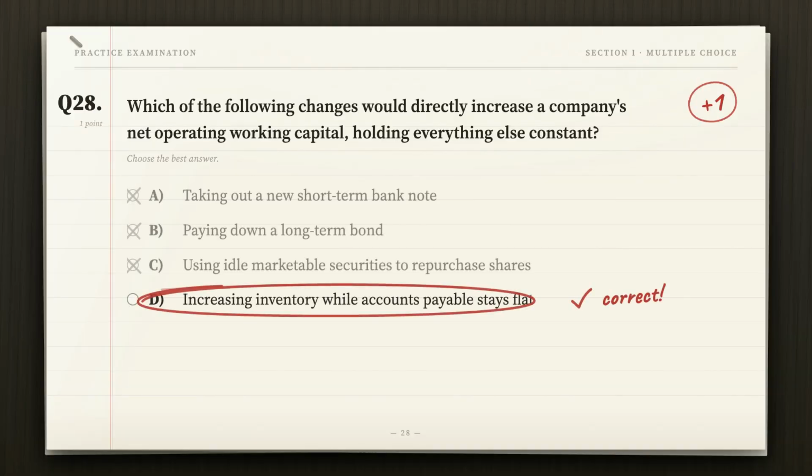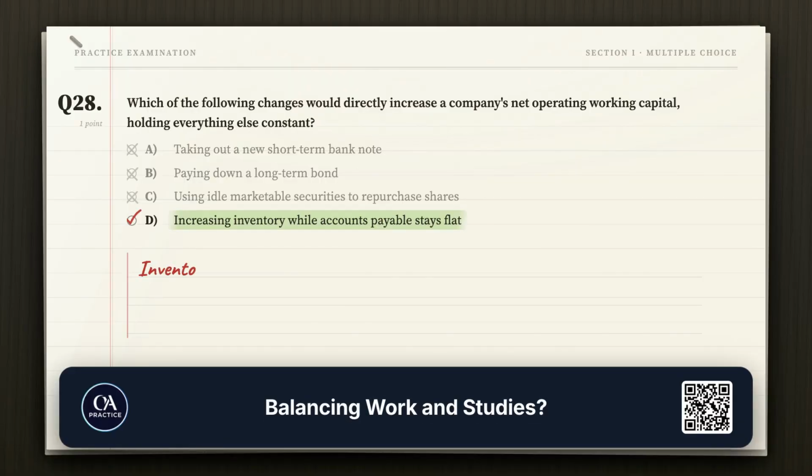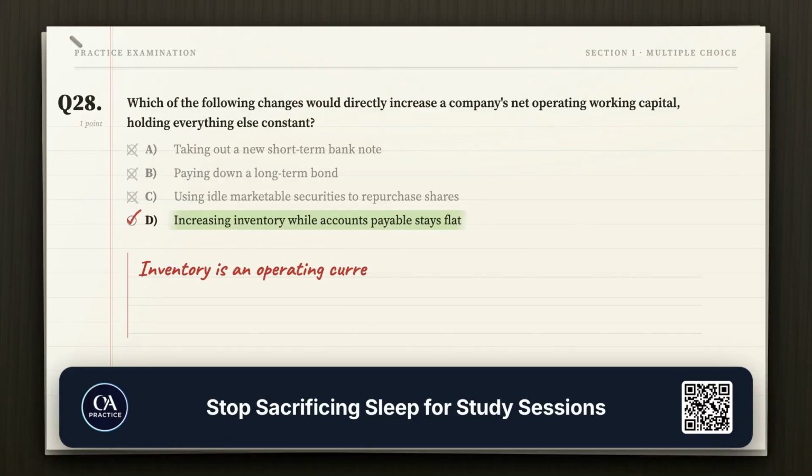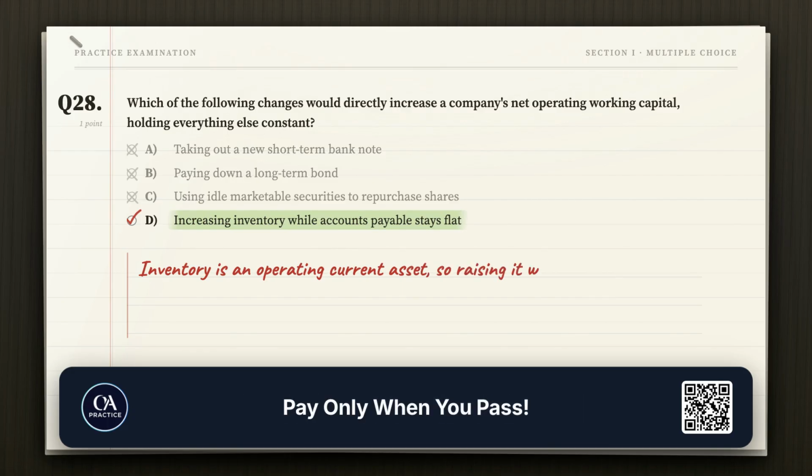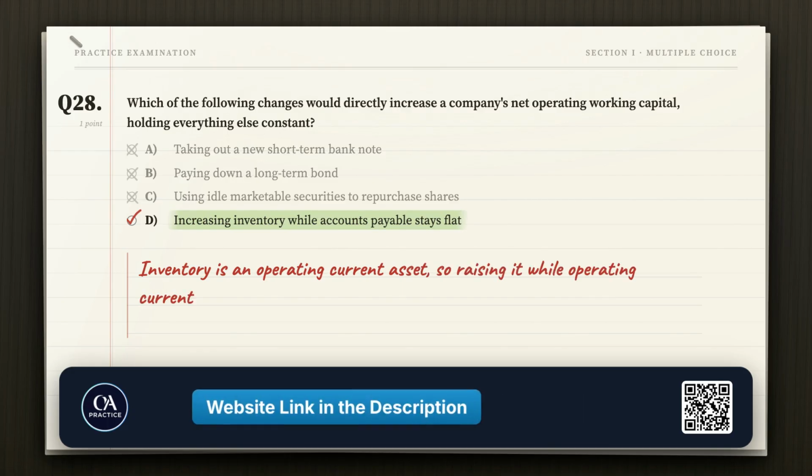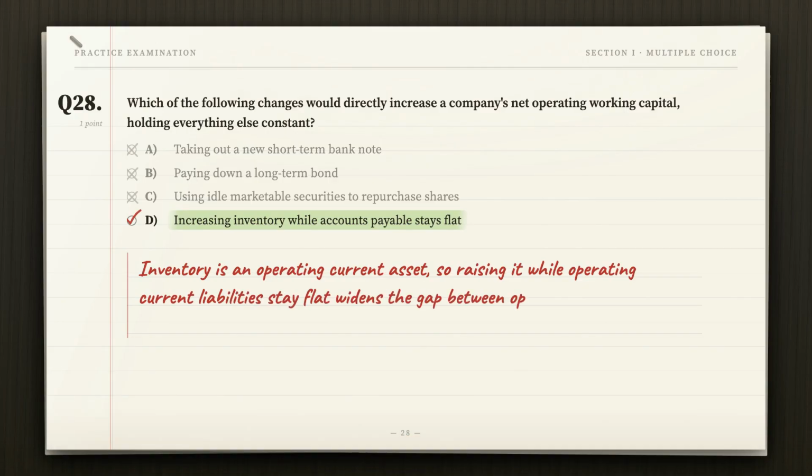The correct answer is D. Increasing inventory while accounts payable stays flat. D is correct because inventory is an operating current asset, so raising it while operating current liabilities stay flat widens the gap between operating current assets and operating current liabilities, which increases NOWC. This is a genuine operating side change.